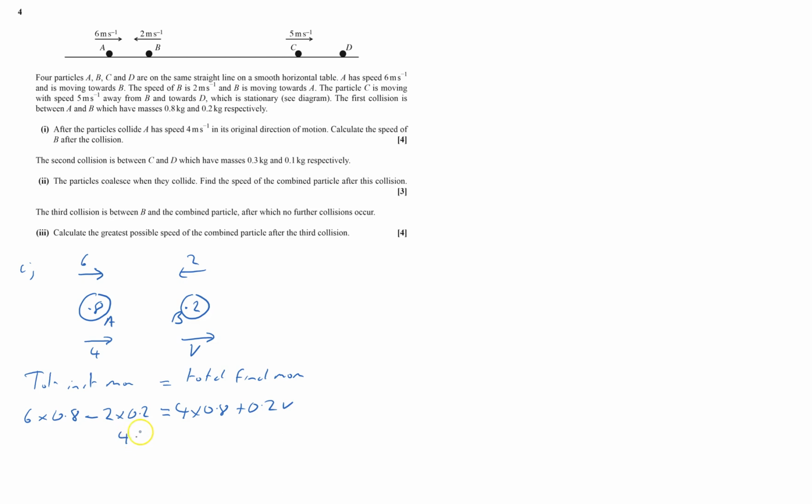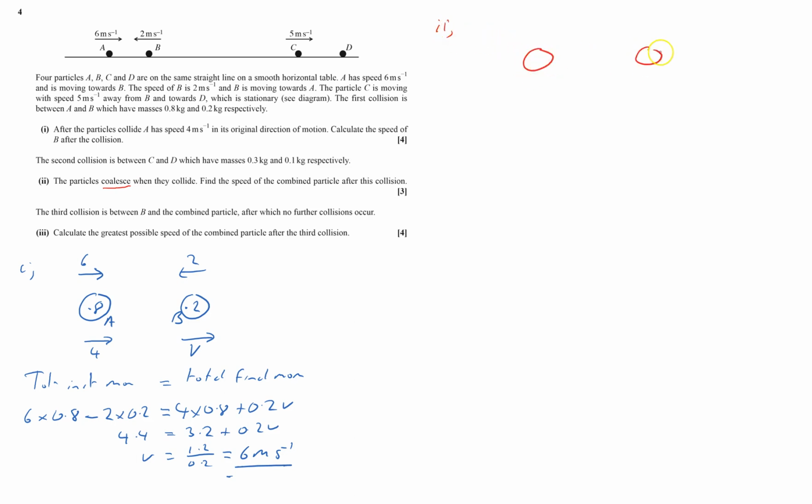And that will say that 4.4 equals 3.2 plus 0.2 V. And so V will equal 1.2 over 0.2, which equals 6 meters per second. And that's the first part done. Second collision between C and D over here. It says that they coalesce, which means they stick together. So that means they'll leave with the same velocity. So again, part 2, do it up here.